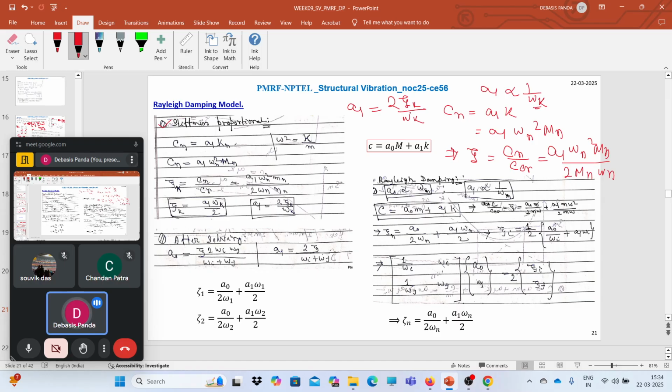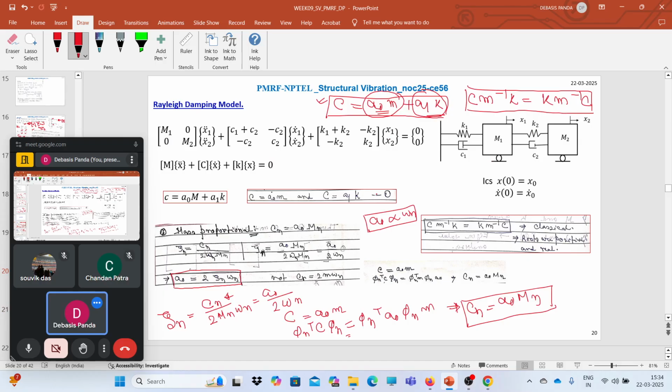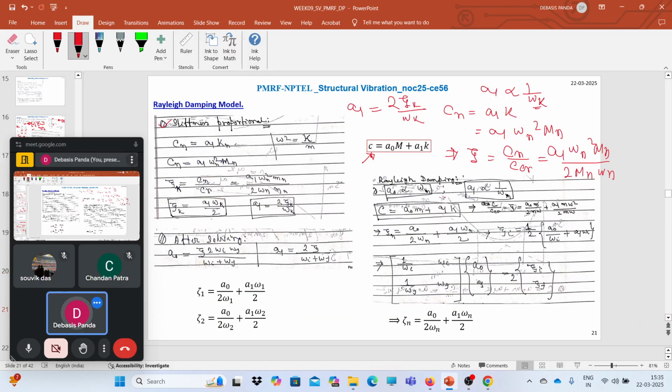Now I have the A1 value, I have the A naught value. Now I can easily construct this model. So C is equal to A naught M, and A naught we have already found out here. A naught is equal to twice zeta n omega n. That means it's directly proportional to your omega n quantity. So now we can write it down like this: zeta n is equal to A naught by twice omega n plus A1 omega n by 2, right?